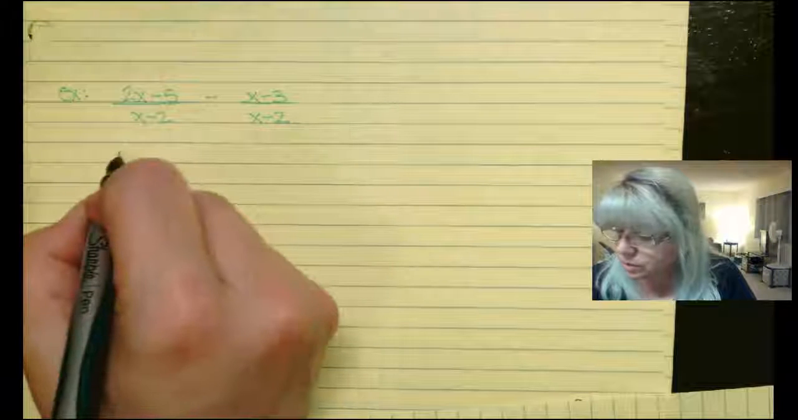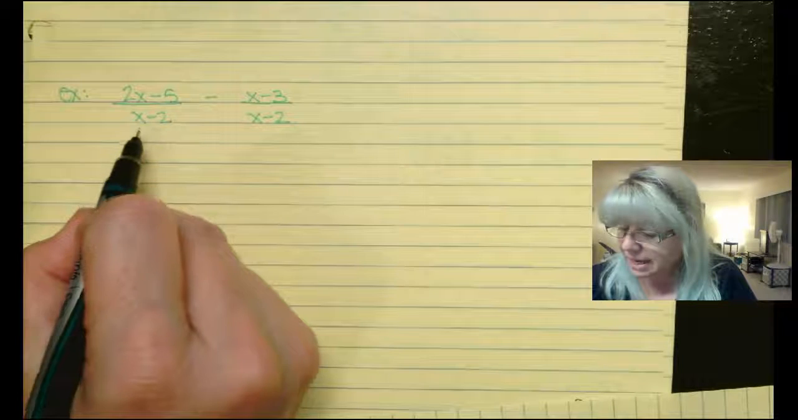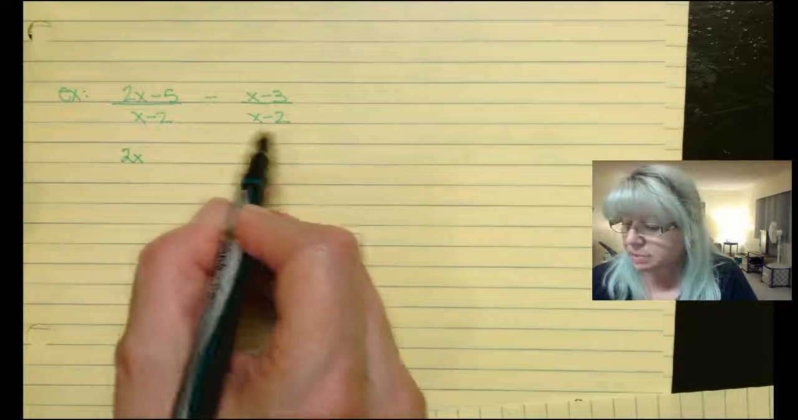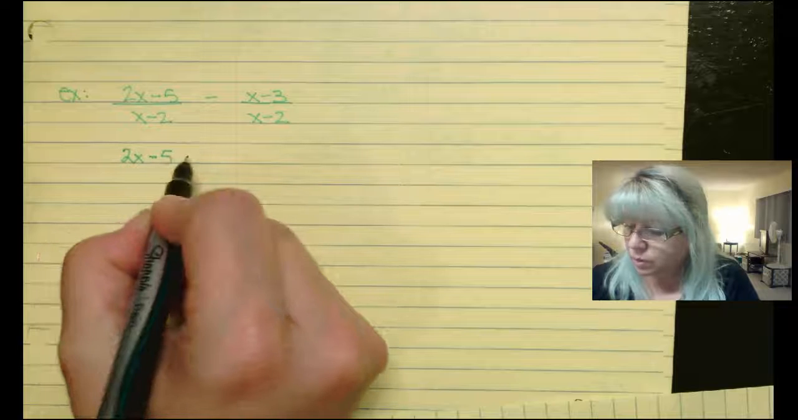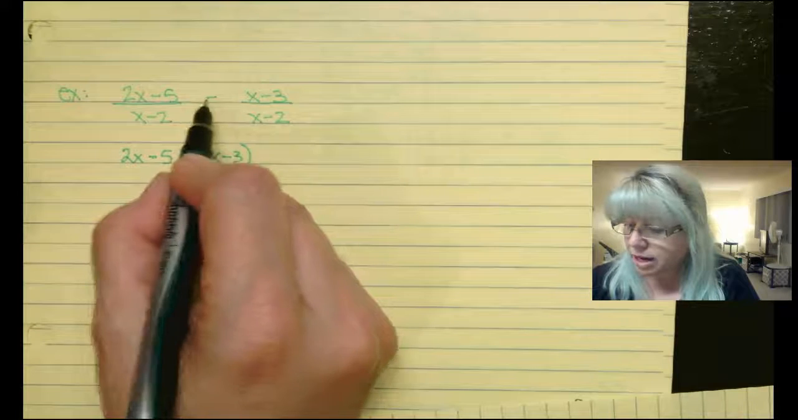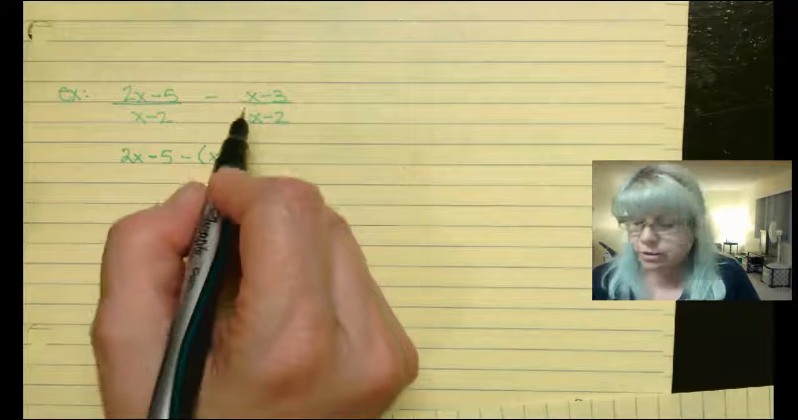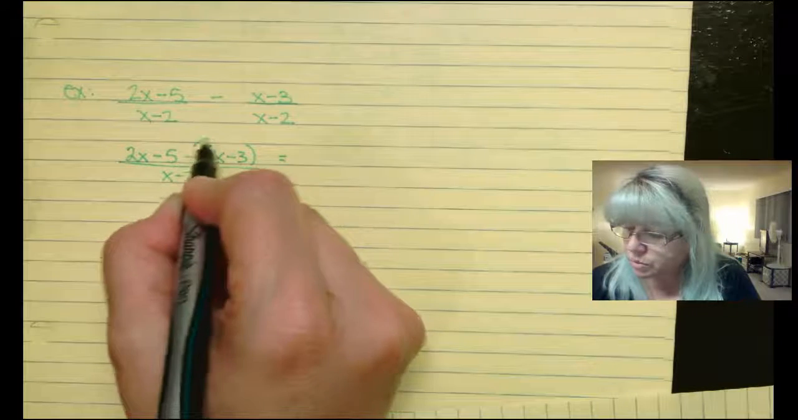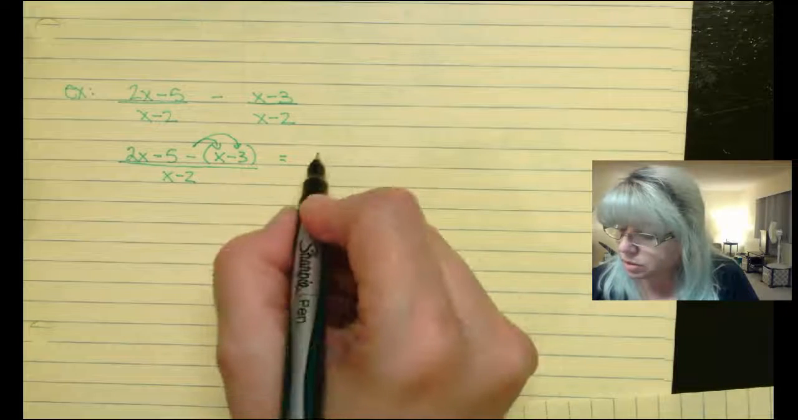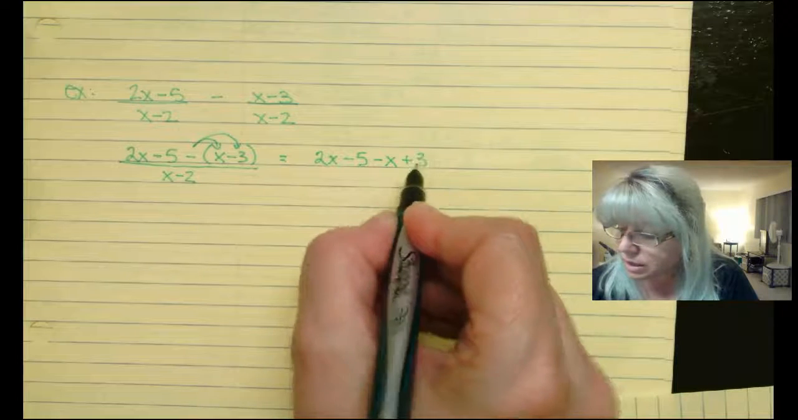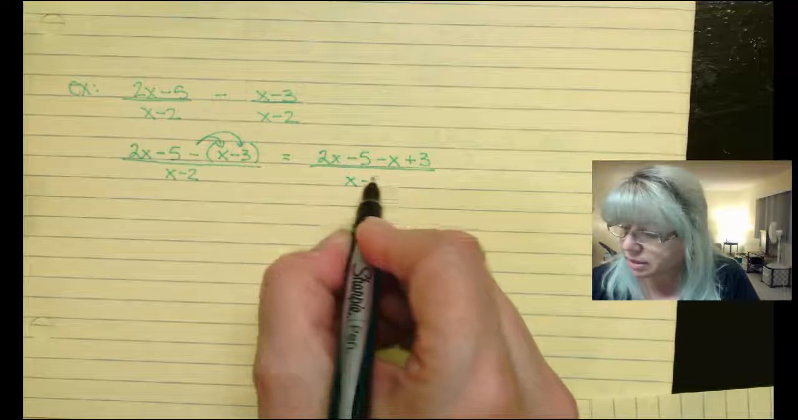All right, let's try another one, this time subtraction. So 2x minus 5 all over x minus 2, minus x minus 3 over x minus 2, since they have the same denominator. I'm going to go ahead and rewrite it under the same fraction. Be very careful. It's subtraction of the whole entire numerator all over x minus 2. Distribute the negative. 2x minus 5 minus x plus 3 all over x minus 2.